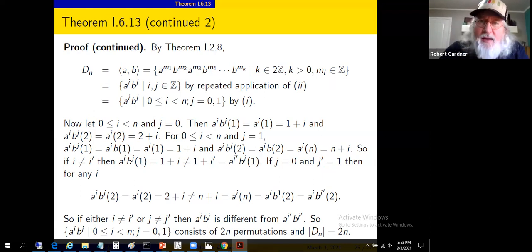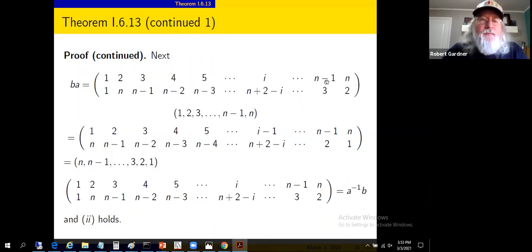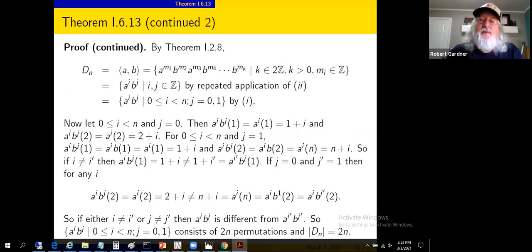But remember, BA equals A inverse B. Let's go back to the previous slide. BA equals A inverse B. This lets me move A's on the right to the left. Okay, I pick up some negative exponents, if you will, when I do that, but it lets me move the A's to the left.